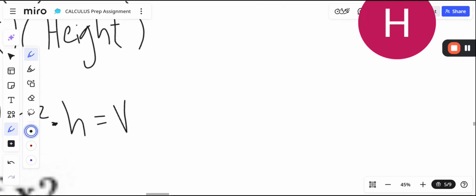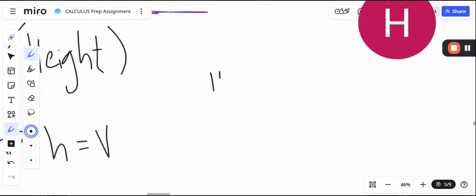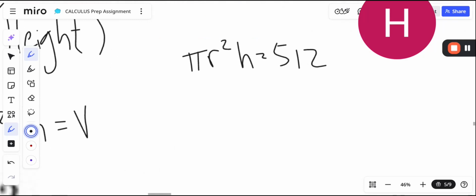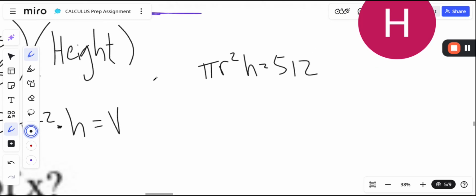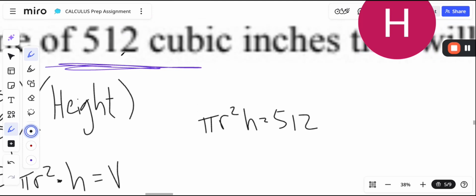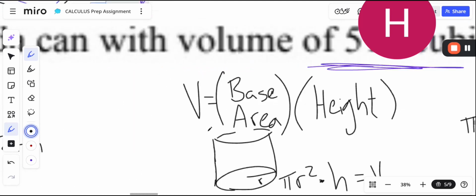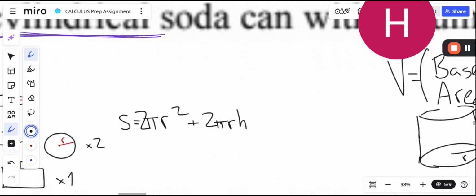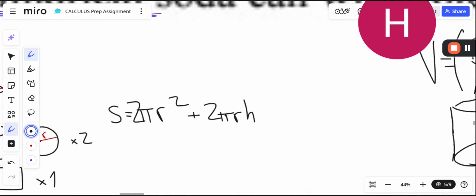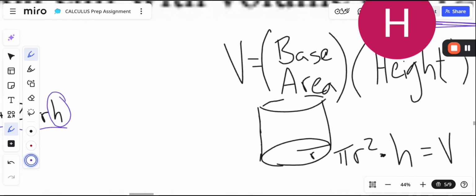Okay, now we have a value for that, though. We have that pi r squared h equals 512. So we can again use this principle of substitution to take our restricted condition of 512 cubic inches, and try to somehow figure out how to minimize this. Maybe we should solve for h. See what I mean?